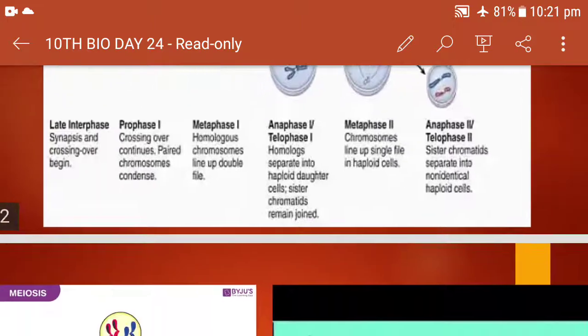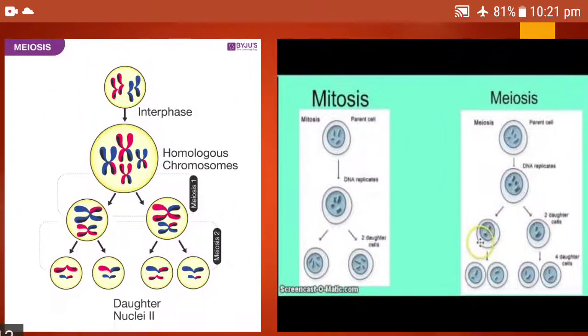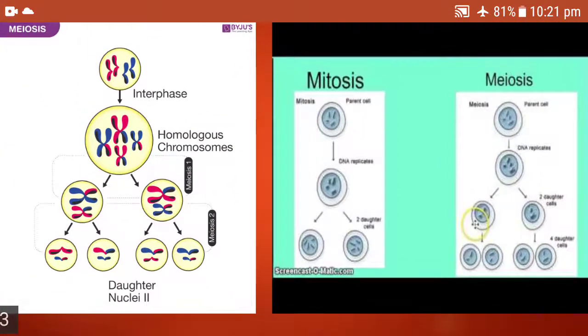Mostly they ask in the exam, write the differences between mitosis and meiosis. Or they will ask you, write the different stages of mitosis. You have to describe the 4 stages of mitosis along with the diagram. So this is the difference. Only 2 daughter cells are produced in mitosis, which are diploid, having the same number of chromosomes as the parent. And in meiosis, 4 daughter cells are produced, which are haploid, having half the number of chromosomes compared to the parent.